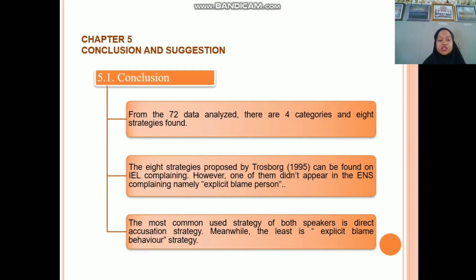There are some conclusions that can be drawn. The first, from the 72 data analyzed, there are 4 categories and 8 strategies found. Second, the 8 strategies proposed by Trosborg 1995 can be found in Indonesian English learners' complaining. However, one of them didn't appear in the English native speakers' complaining, namely explicit blame person. And the last, the most commonly used strategy of both speakers is the direct accusation strategy. Meanwhile, the least is the explicit blame behavior strategy.